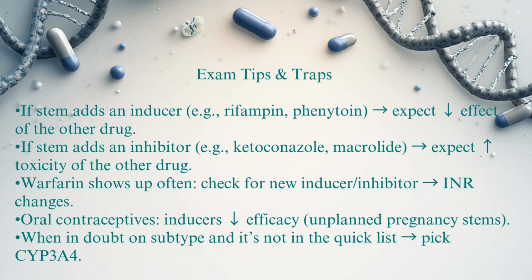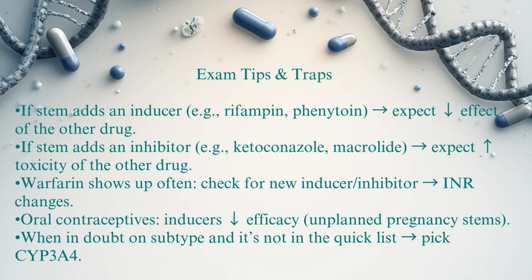Third, anytime you see warfarin in a question, pause and look carefully for a new inducer or inhibitor that was started. An inducer will lower the INR and increase clotting risk. An inhibitor will raise the INR and increase bleeding risk. The whole question often revolves around that INR change. Fourth, with oral contraceptives, the classic trap is the addition of an inducer. Inducers lower hormone levels, decrease the efficacy of the pill, and that's where you see those unplanned pregnancy stems, even when the patient is taking the medication correctly.